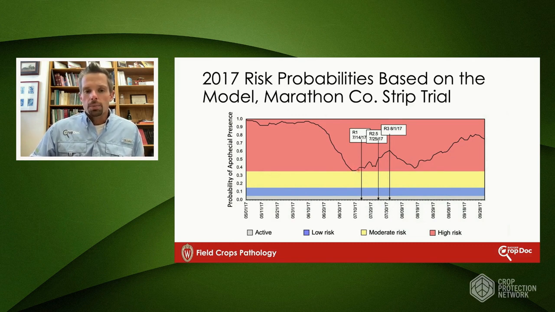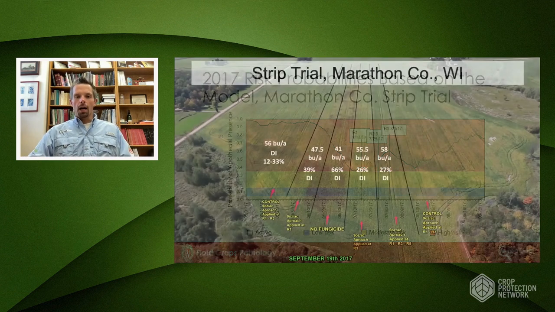But you can see here in this particular field, as we approach R1, we're pretty high all through bloom time, reaching maximal risk right as bloom's starting to end and we're getting into the pod development time, and then it dives a little bit and then expands again. We can actually look at what was going on in that field.